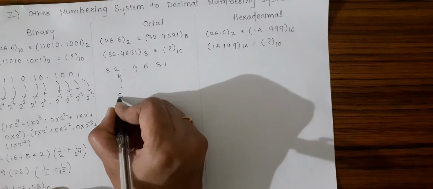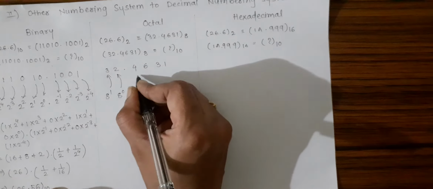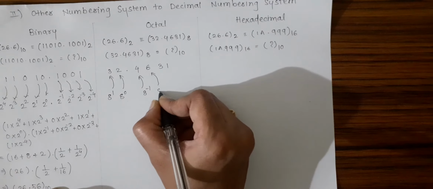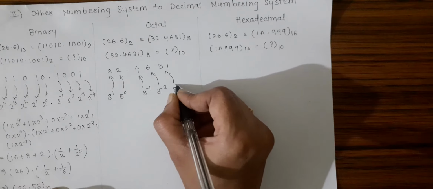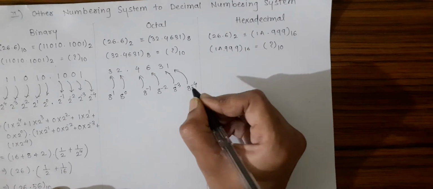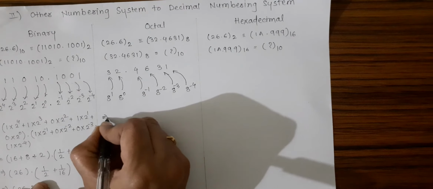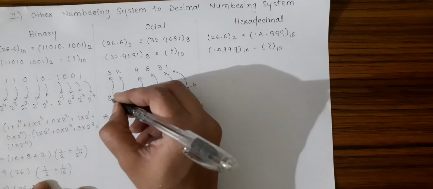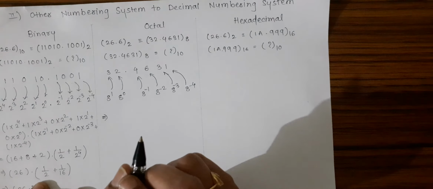2 is at location 8 raised to 0, 3 is at 8 raised to 1, 4 at 8 raised to minus 1, 6 at 8 raised to minus 2, 3 at 8 raised to minus 3, whereas 1 is at 8 raised to minus 4. Then the value can be calculated by taking the multiplication of the digit and the weightage assigned to the position where this digit is placed.